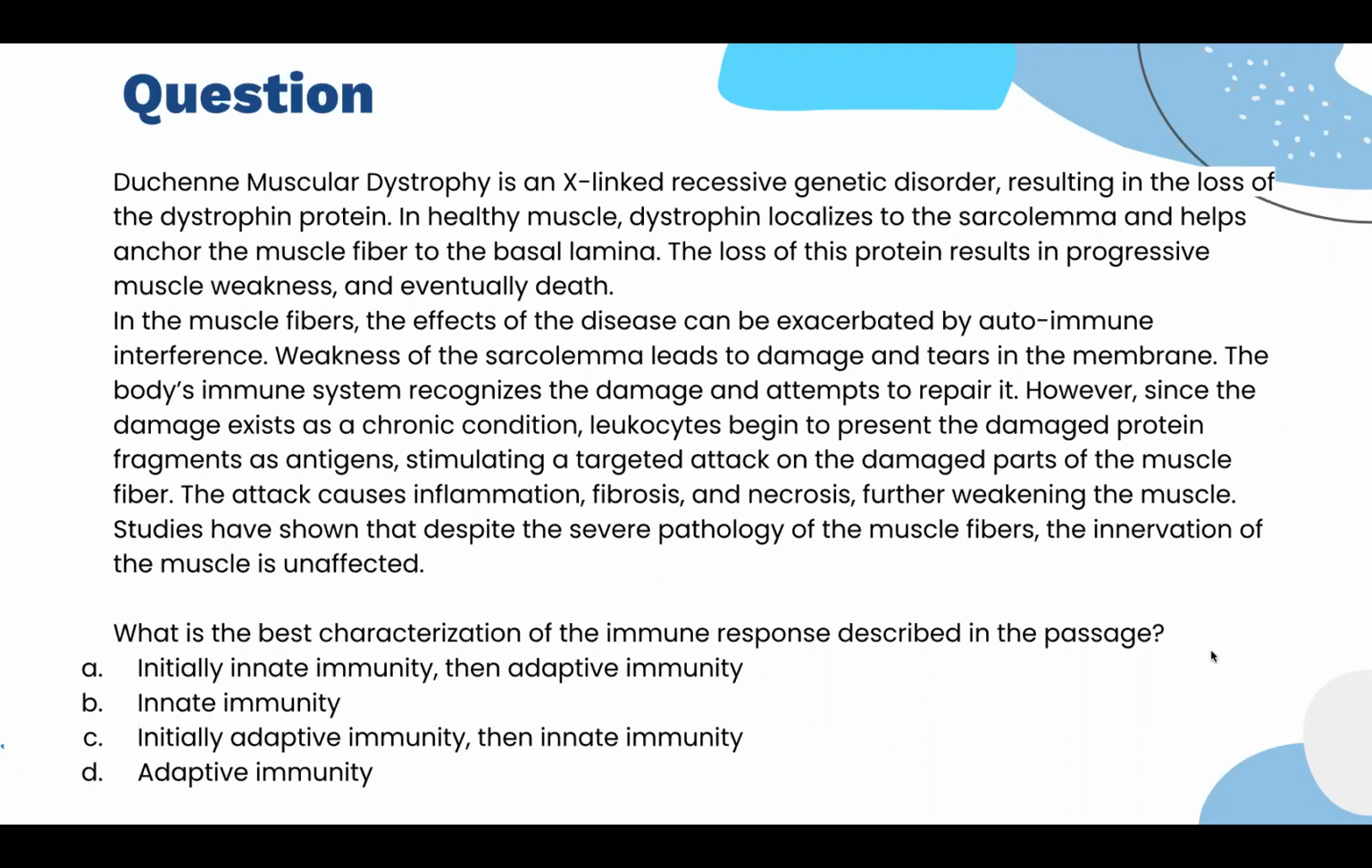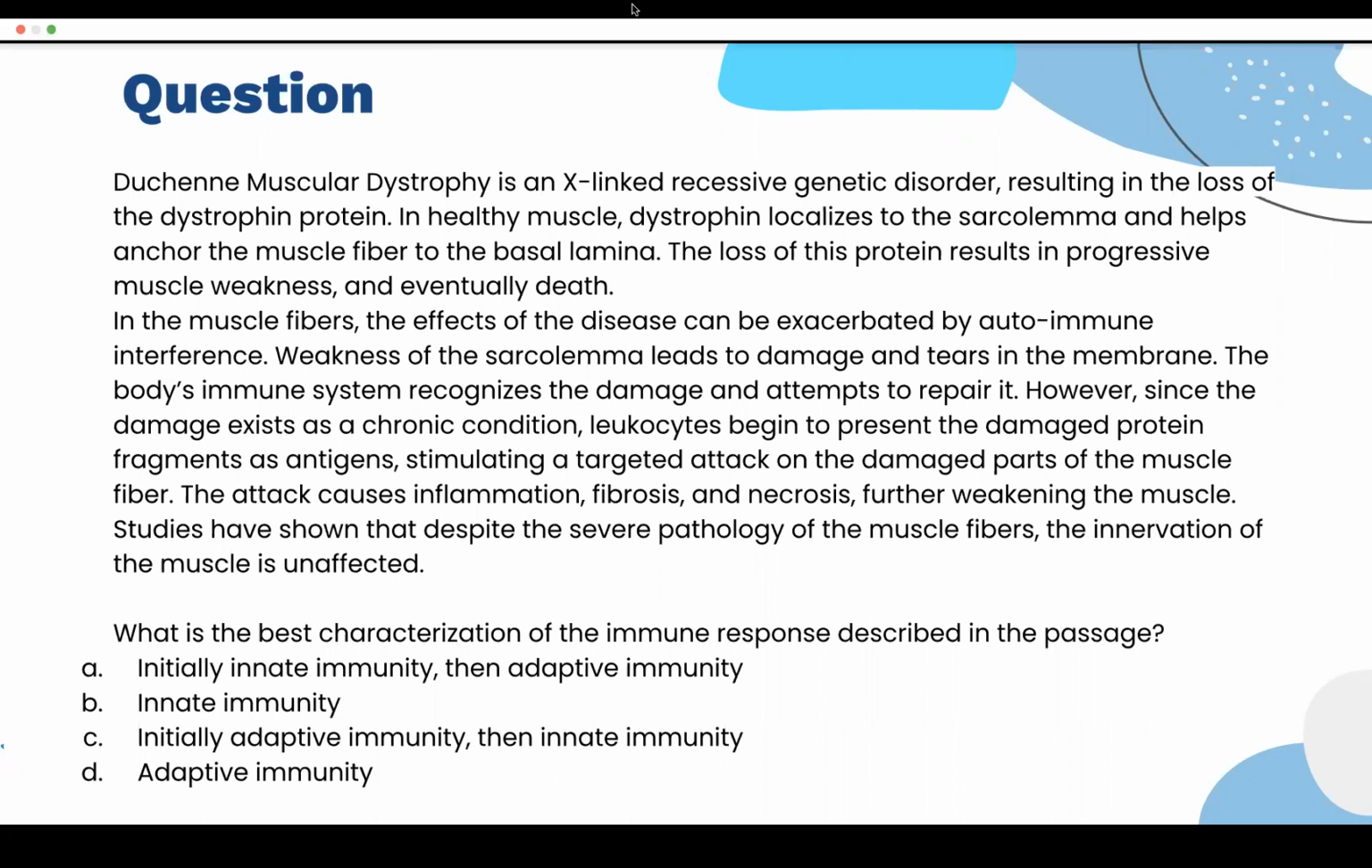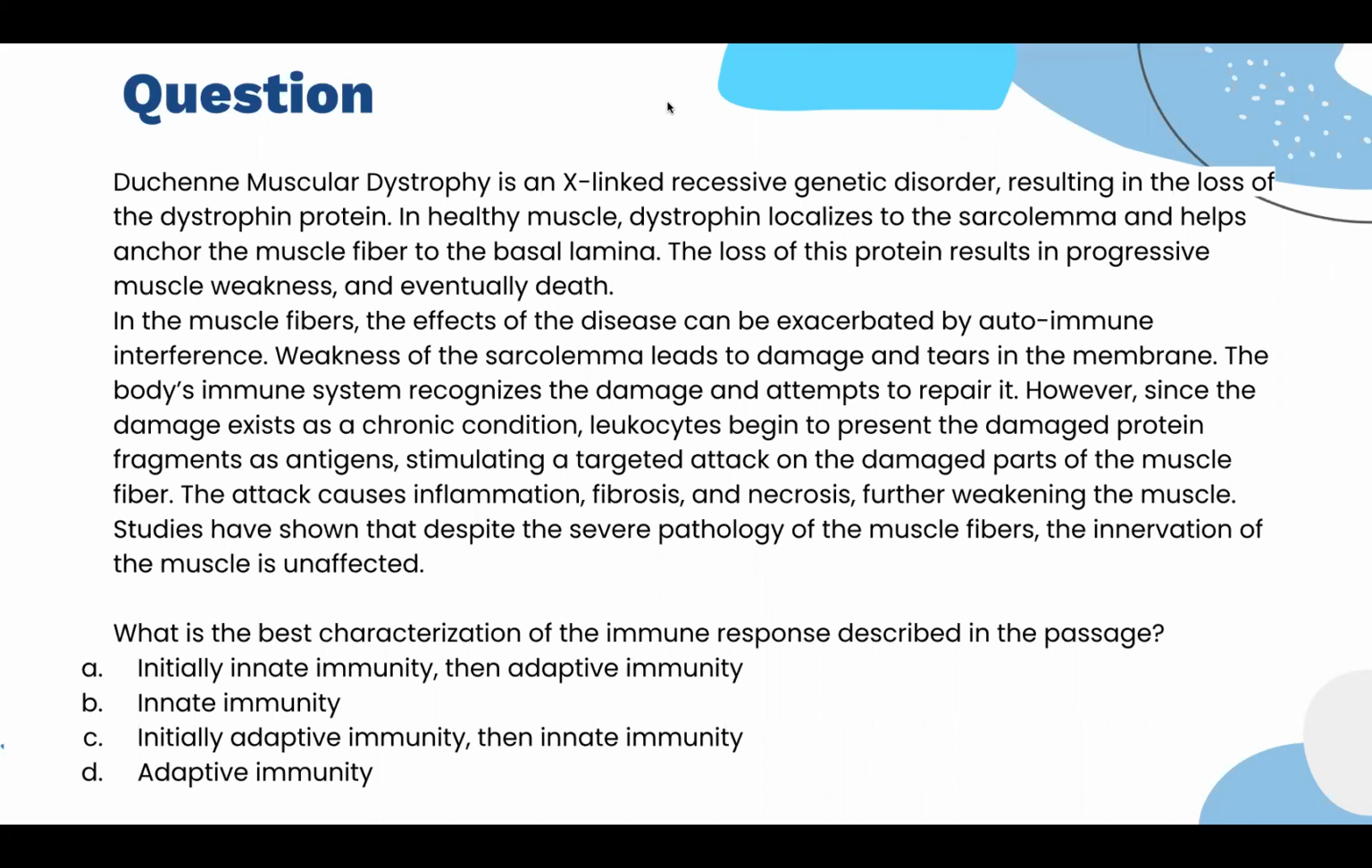I pick C because I initially saw this involved with the antibody. This is involved in stimulating the attack damage on the muscle fiber, and then later causes the inflammation, fibrosis, and necrosis. So, which will be part of the innate system later. That's what I thought. Right.